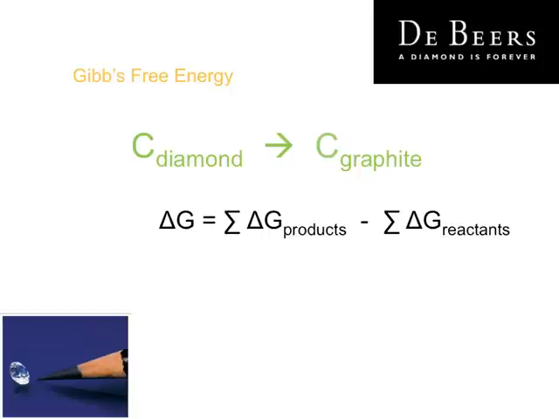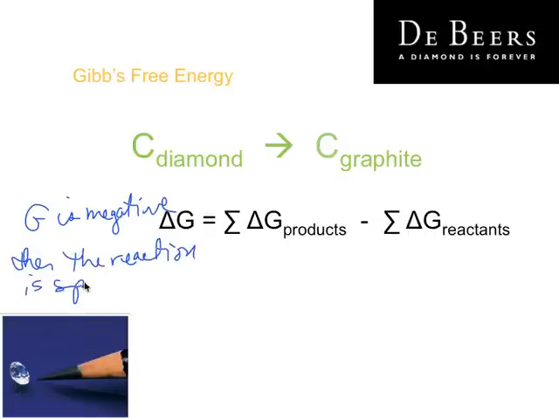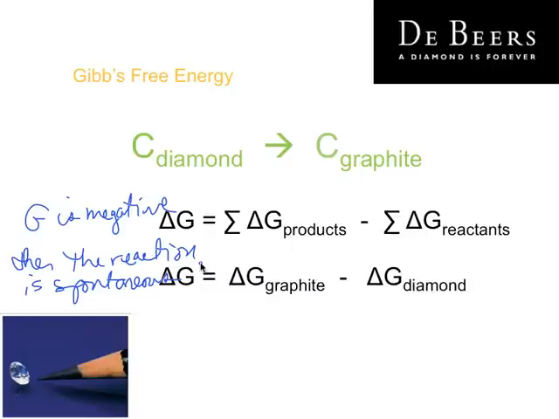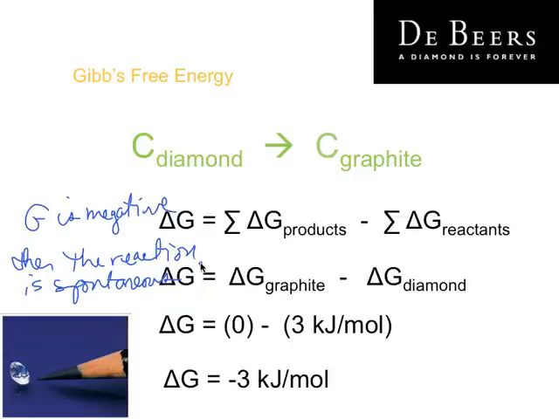We know from thermodynamics that the change in Gibbs is equal to the sum of the Gibbs free energy for the products minus the sum of the Gibbs free energy for the reactants. Hopefully you remember that if the Gibbs is negative, then the reaction is spontaneous. Okay, so plugging in values from literature, we find out that the Gibbs free energy for that reaction is negative, so it does mean that this is spontaneous.